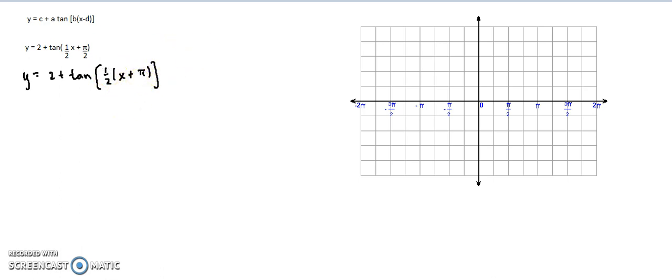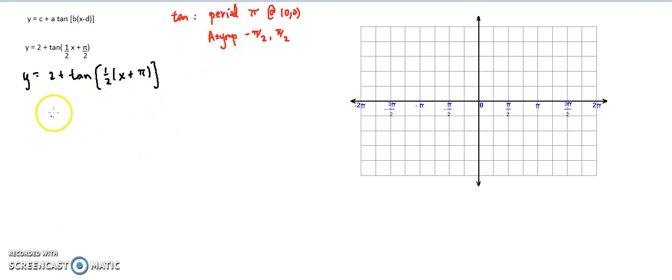Okay, so now remember for our standard tangent graph, let me put that up here. Remember that our period was pi, and we were centered at 0, 0. And remember that our asymptotes were at negative pi over 2 and positive pi over 2. Okay, so we can use either piece of information to draw our new tangent graph. So there's 2 different ways that you can draw this tangent graph, and I'm going to show you both. You don't have to do both ways, just pick whichever way works better for you and go with that.